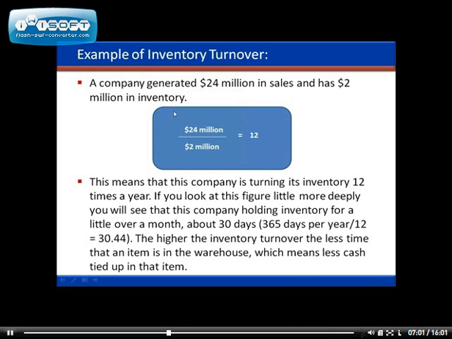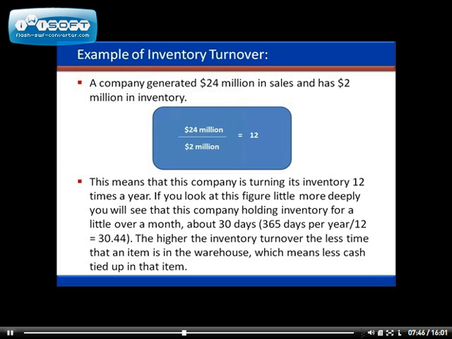So let's look at this. A company generated $24 million in sales and has $2 million in inventory. And so if we were to put this into the inventory turnover ratio formula, we would do $24 million over $2 million, and that would give you 12. And so what this means is that the company is turning its inventory 12 times a year. And if you look at that figure a little bit more deeply, you will see that the company is holding inventory for just a little over a month, for about 30 days each month. And we get that by dividing 365 days by 12, and that will give you about 30 days.